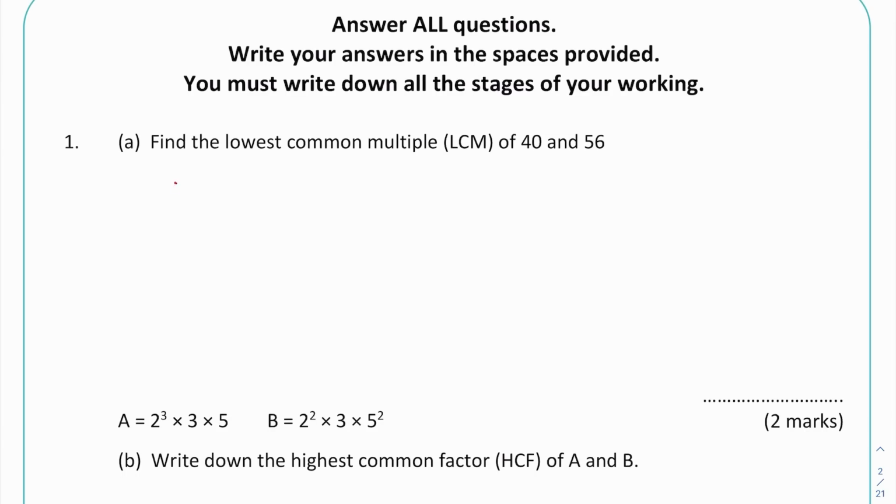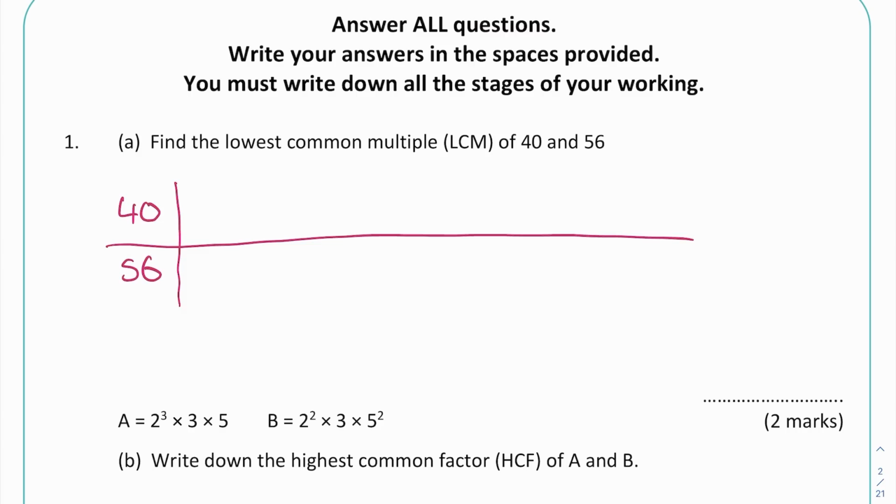So when we're finding the lowest common multiple, we just need to draw a table, write out some of their times tables and find that first match. Now when a number ends in a 0, like the 40 does, we know that our lowest common multiple will have to end in a 0. So it's worth starting with the 56.